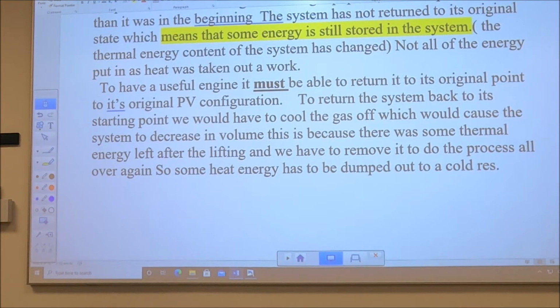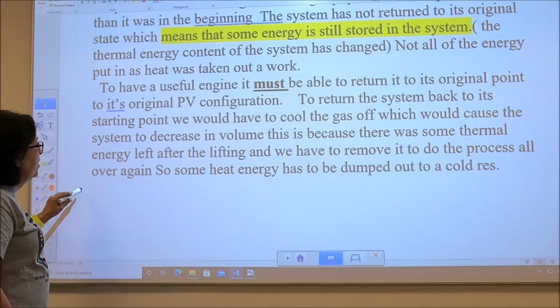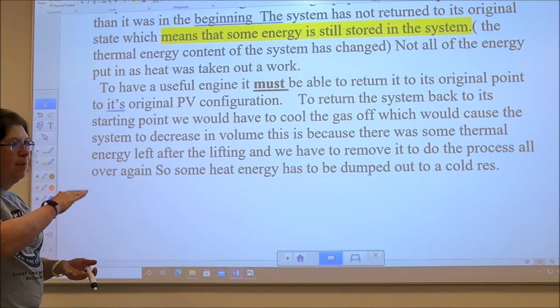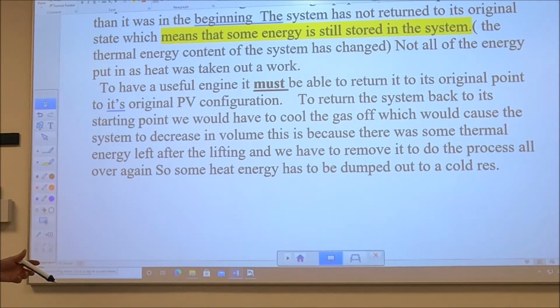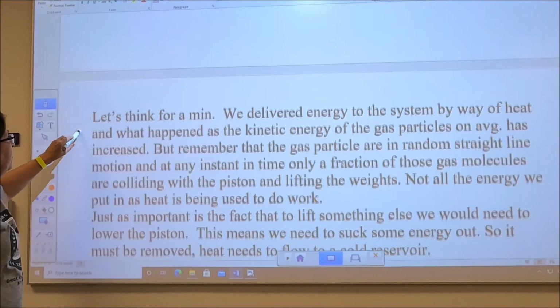To return that system back to its original starting point, we'd have to turn off the gas and let it cool and let the volume decrease. We'd have to put it, maybe sit it on an ice block to suck energy out so that we could bring the process back to its initial point.